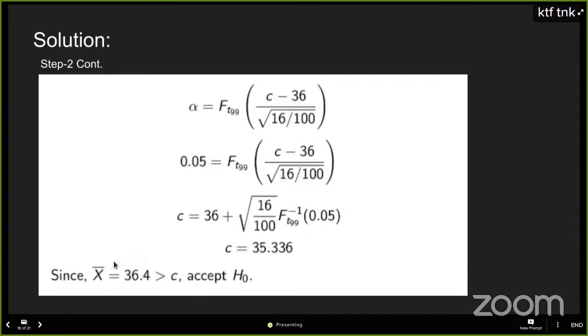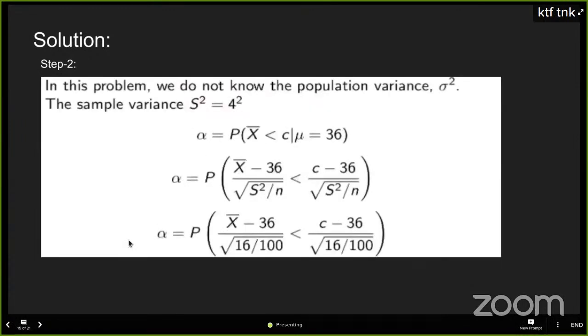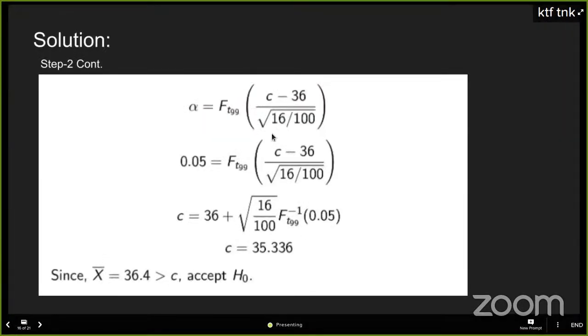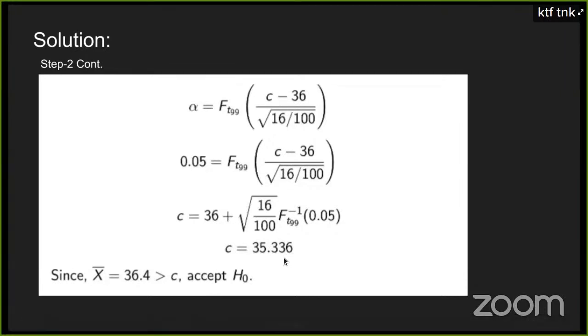Now our test was: if X bar is less than C, we reject H naught, right? C is 35.336. Is it greater than X bar or less than X bar? It is less than X bar, right? So we accept H naught. Is it clear? All of you are understanding when to accept and when to reject, right? Yes, sir.